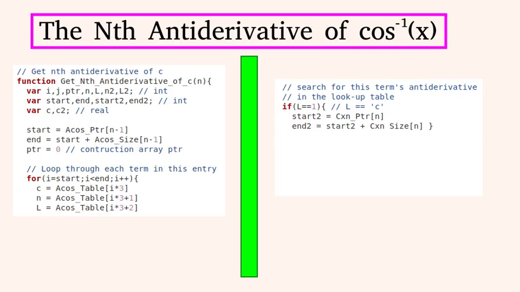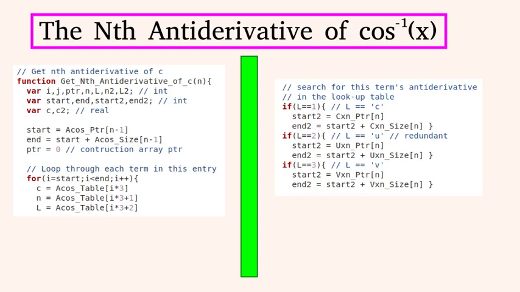This is when its trailing function is c. Then we'll use the cxn table. This is when the trailing variable is u. I just put it in for completeness. It never has to be used, but I'd like to put it in just in case it does get used, as a way of being mathematically tidy. And we'll use the vxn table if its trailing variable is v.